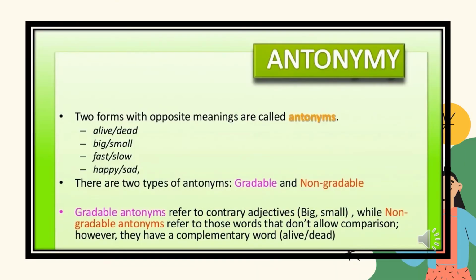Antonymy. Two forms with opposite meanings are called antonyms. For example, the antonym of alive is dead. The antonym of the word big is small. Fast, slow; happy, sad. There are also two types of antonyms: gradable and non-gradable. Gradable antonyms refer to contrary adjectives, for example, big, small. While non-gradable antonyms refer to those words that don't allow comparison. However, they have a complementary word. Example, alive, dead.